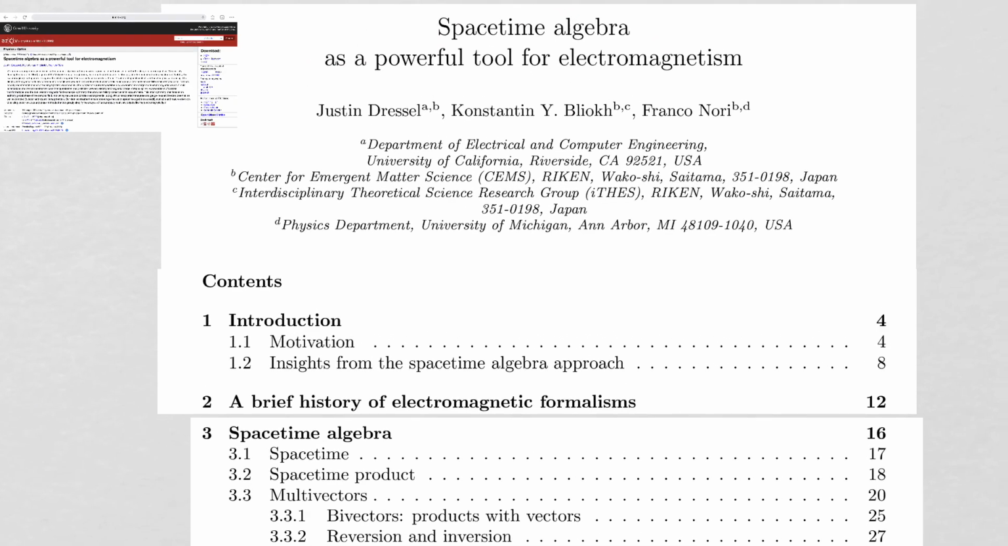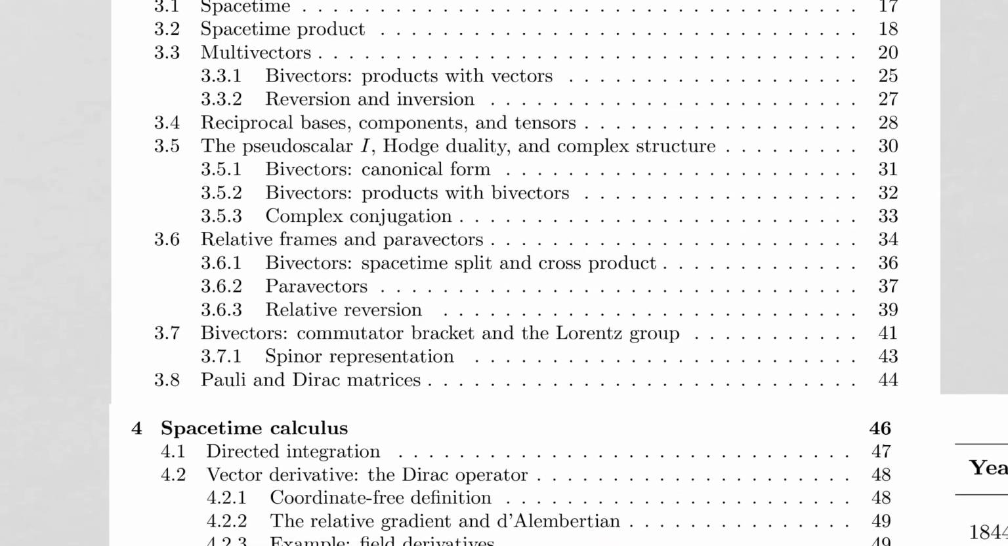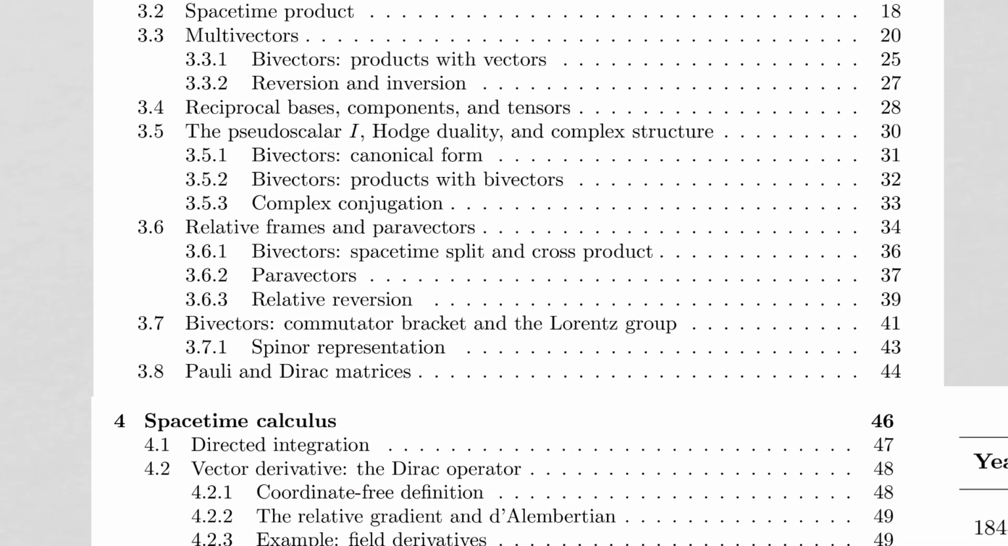of this paper, Space-Time Algebra as a Powerful Tool for Electromagnetism. And we are very slowly creeping through this work. And where are we now? Well, we are at bivectors product with bivectors. We're going to finish up that section very quickly. There's not much left there.